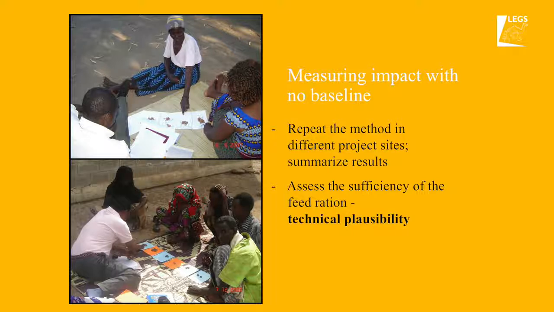Using this approach, we can measure impact without baseline data on livestock population. It can also be used for projects which provide veterinary care. The proportional piling method looks easy, but it needs some practice to do well. It also needs to be repeated in different project locations and with different people or groups of people to produce reliable results.